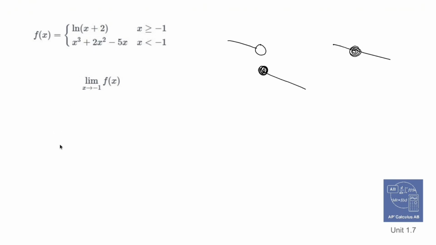I'm going to plug in -1. So ln of -1 plus 2 is the same thing as ln of 1, and ln of 1 is 0. Okay, the ln or the log of 1 is always going to be 0 no matter what log it is. It's just the way that exponents work. So you get 0. So this guy gave you 0. Let's see what this guy is going to give you.